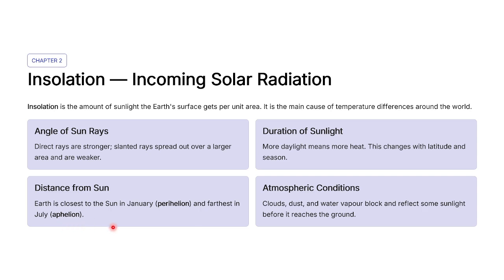Okay, you should remember this. Sometimes they ask in which month the earth is close to the sun. In January, the nearest distance is called perihelion, and the furthest, in the month of July, is called aphelion. Then atmospheric conditions: clouds, dust and water vapor block and reflect the sunlight before it reaches the ground. This is about insolation, incoming solar radiation.